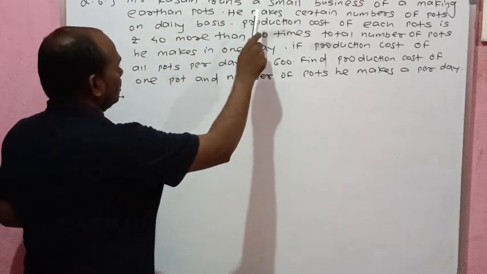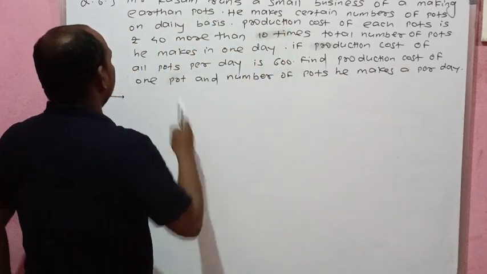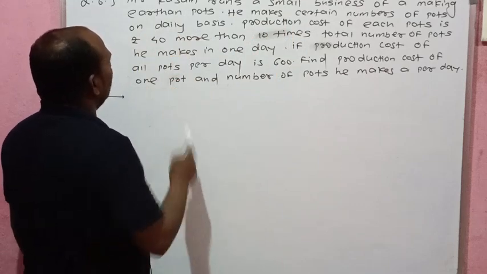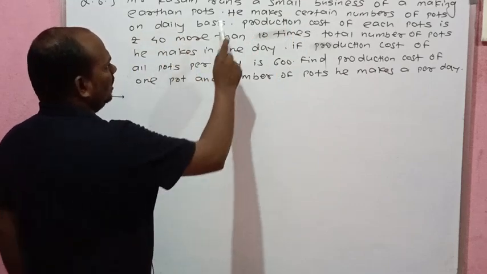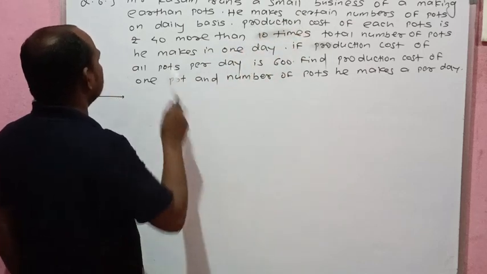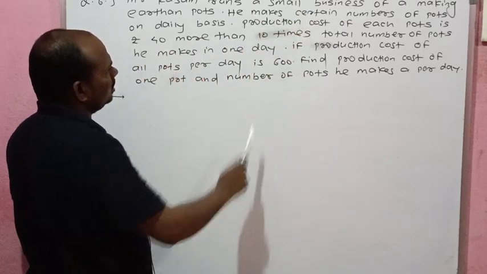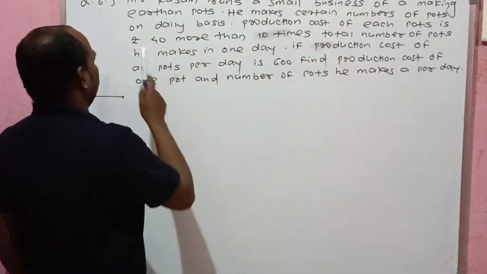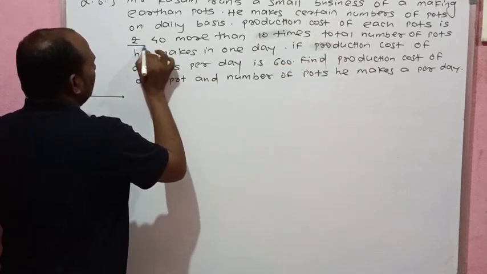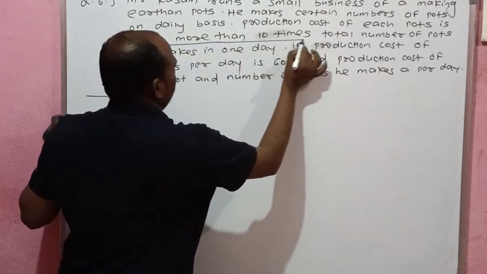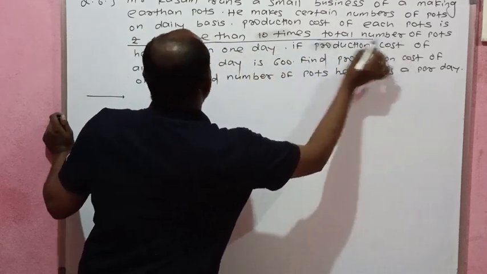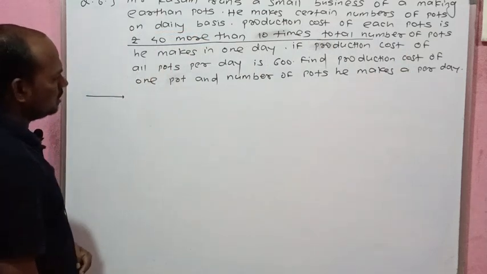Mr. Kasam runs a small business of making earthen pots, earthen pots, मातीचे भांडे. He makes a certain number of pots on daily basis. Production cost of each pot is rupees 40 more than 10 times the total number of pots he makes in one day.